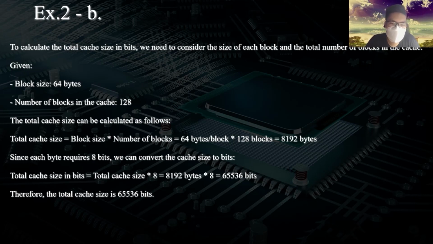we can convert the cache size to bits. So total cache size in bits equals total cache size multiplied by 8, equal to 8192 multiplied by 8, equal to 65,536 bits. So the total cache size is 65,536 bits.